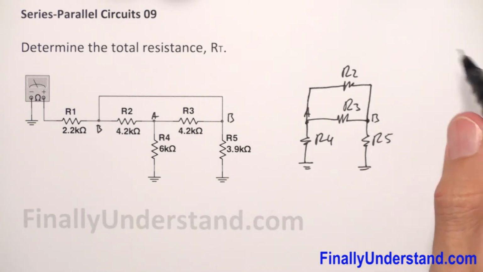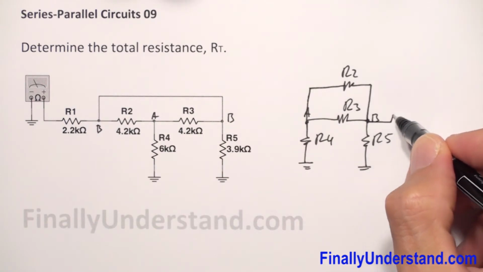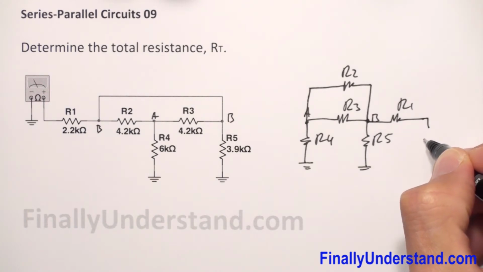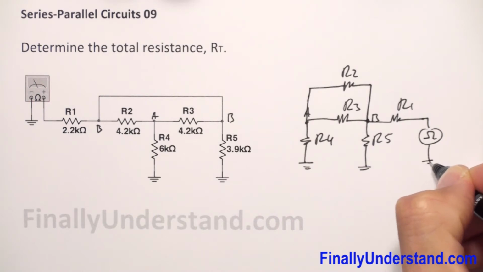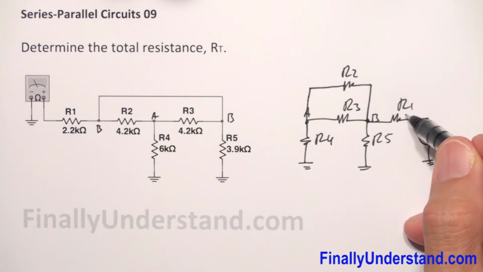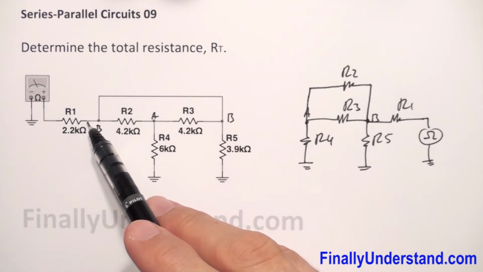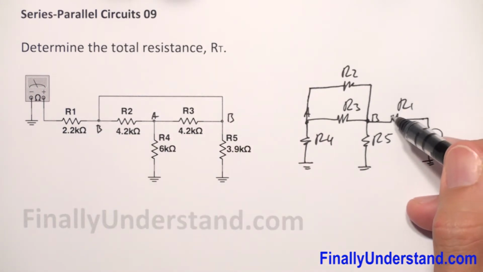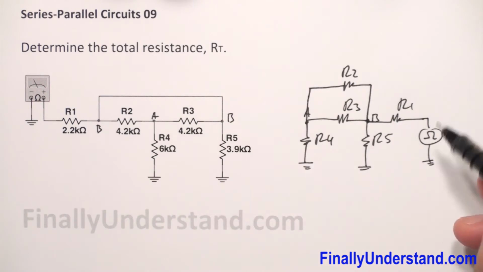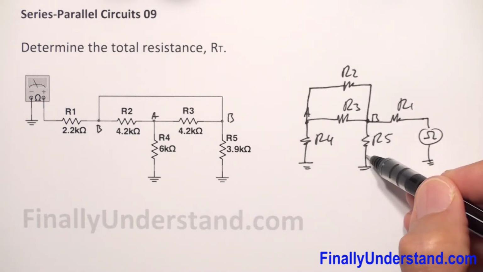Okay, and point B is also connected to resistor R1, and I have over here my ohm meter. Okay, let's check if this is true. We have the ohm meter connected to R1. R1 is connected to R2. R1 is also connected to point B, to resistor R3 and R5.